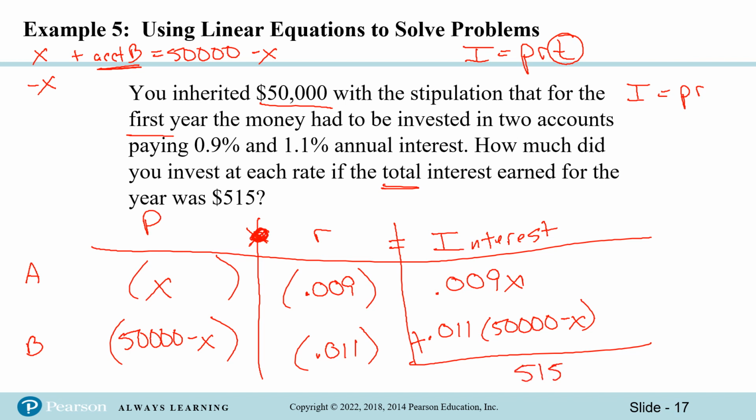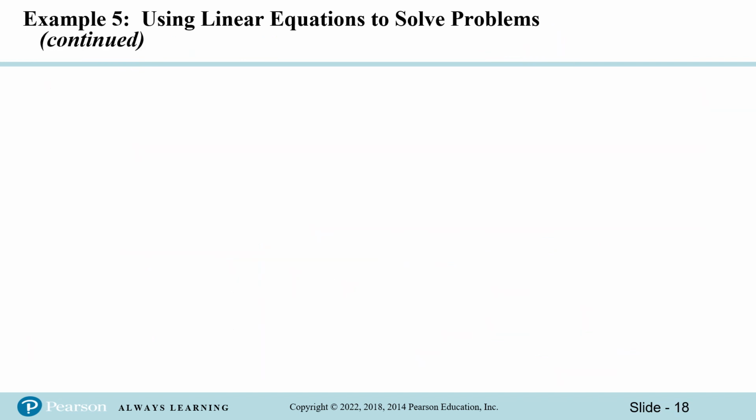$515. So what you're going to do is set up your equation where you add those two together and set it equal to 515. Now this one I do have to go to the next slide so I have some room to work. All right, so here's my point, 0.009x, and I'm going to add 50,000 minus x is equal to 515. And then I'm going to solve.